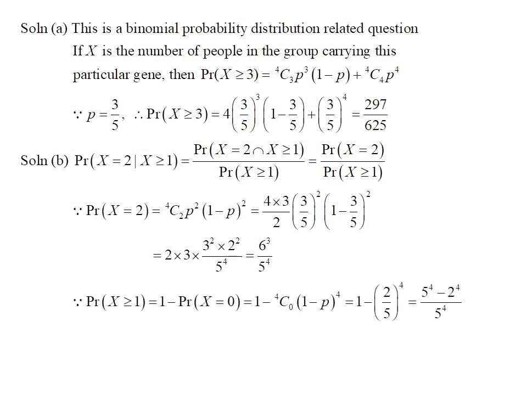Since PR of x is greater than or equal to 1, it equals 1 minus 4c0 times (1 minus p) to the fourth, which can be simplified to (5 to the fourth minus 2 to the fourth) over 5 to the fourth. The conditional probability of PR of x equals 2 given PR of x is greater than or equal to 1 is equal to 6 cubed over the result of 5 to the fourth minus 2 to the fourth.